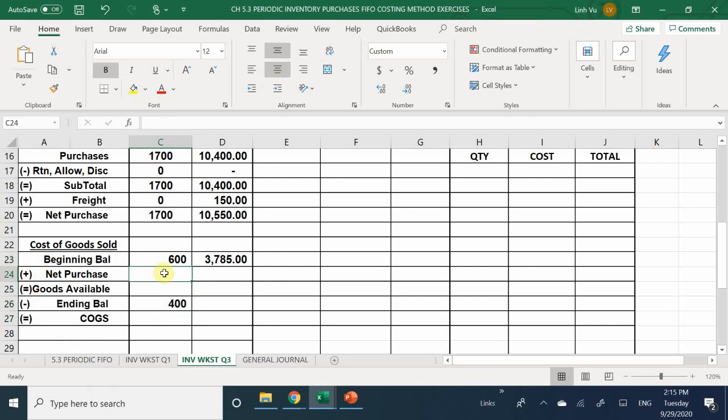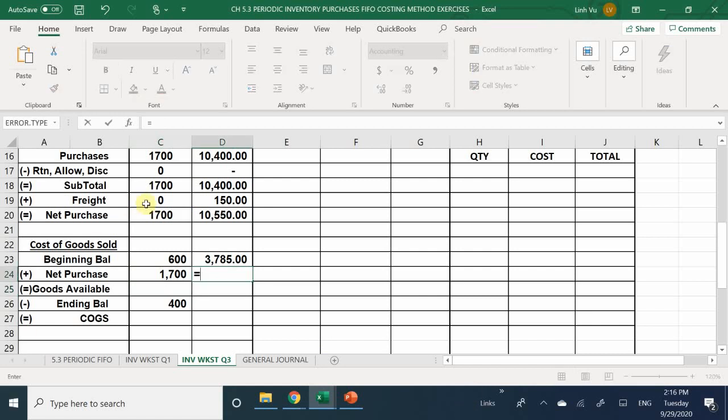Let's see here. Well, we'll add the 3,785 to the 10,550, right? Right. So our net purchases, we're going to take right from above, because this is what we calculated from above. I have a quantity of 1,700, and my total cost of the 1,700 was the 10,550. Okay, and I'm going to add them together because this is going to be my total amount of goods available to sell. So in this case, if I add these two numbers together, what do I get?